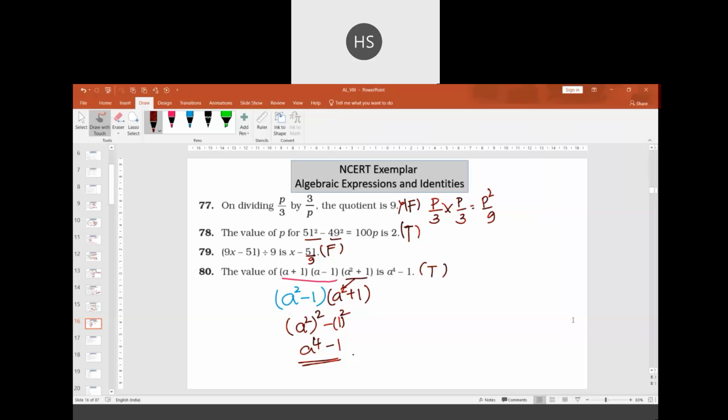Ashutosh, are you convinced with the answer? Yes, sir. Minus 1 into minus 1 will be plus 1, sir. Actually, is it minus 1 square? Minus into minus is plus, sir. Minus 1 square should be considered.